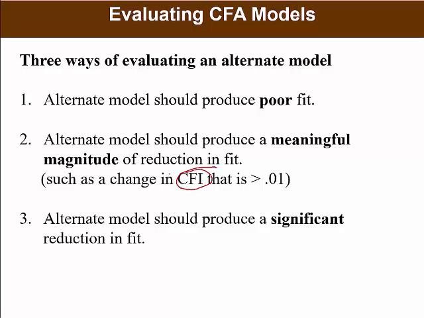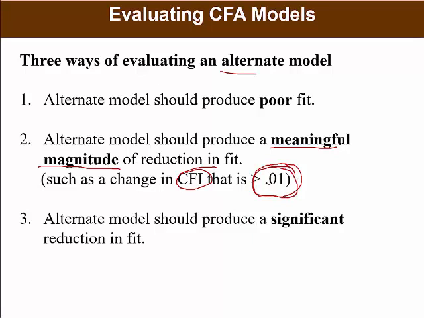So if you get the comparative fit index for your hypothesized model and get the comparative fit index for the alternate model and look at the difference between the two, and if the change is greater than 0.01, you would call that a meaningful magnitude of difference, and therefore say that you should reject the alternate model, that the alternate model made things worse by a meaningful amount, and therefore you're going to reject it.